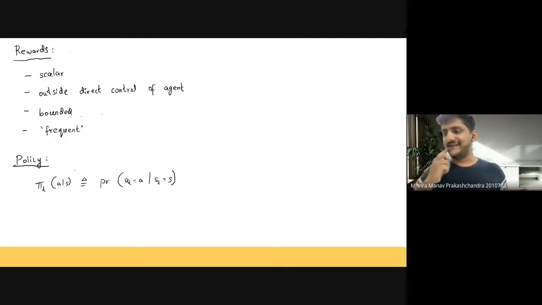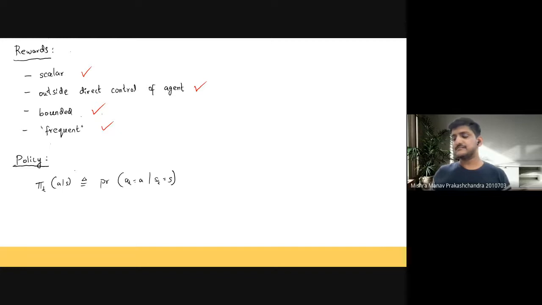Okay, so we quickly look at the different components. First is the reward. A reward in reinforcement learning is typically a scalar value. It is outside the direct control of the agent. It should be bounded so that we have an estimate of the learning we are doing, whether we are actually learning or not. If we don't have a bound on the reward, we won't be able to figure out whether we are moving in the right direction. The last thing is that it should be frequent, in the sense that it's not sparse. For each small number of actions that we have taken, we get some frequent feedback that pushes us in the right direction. Yeah, so this is all about reward.